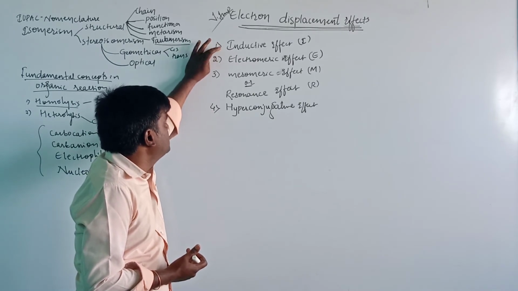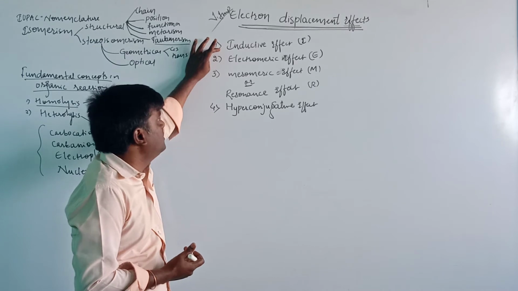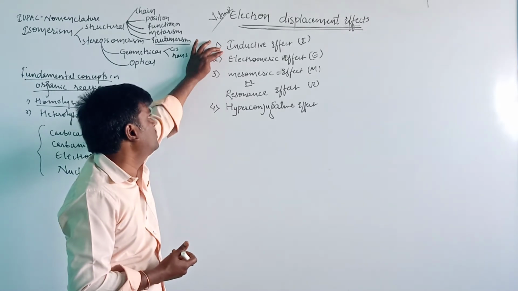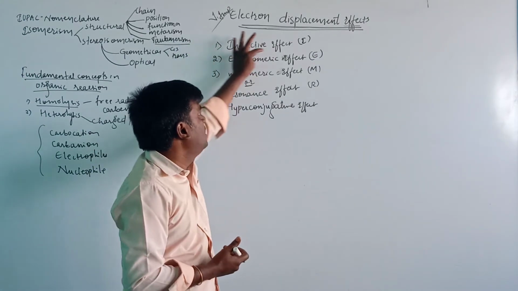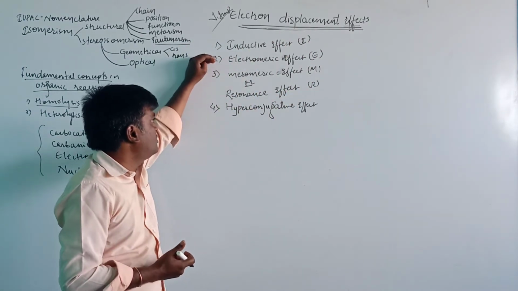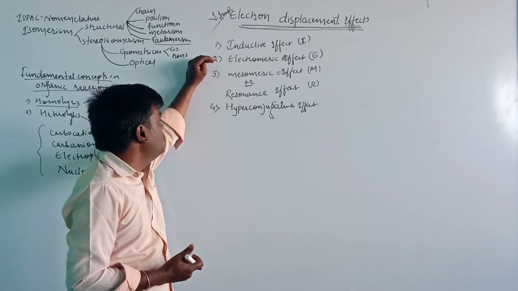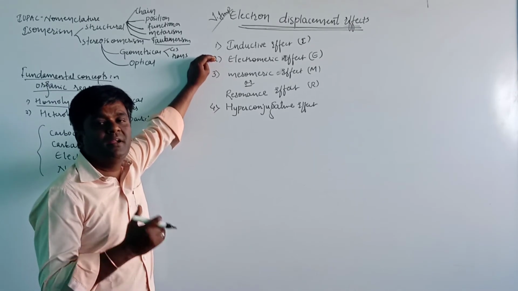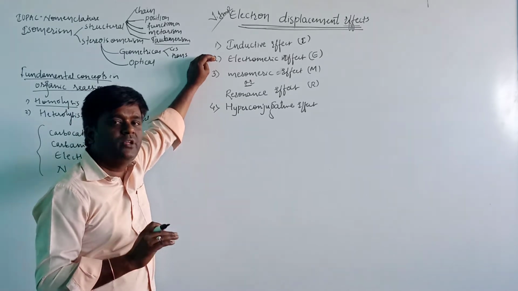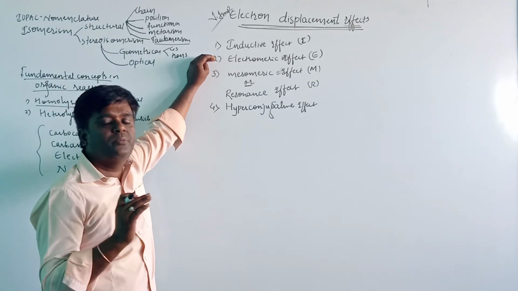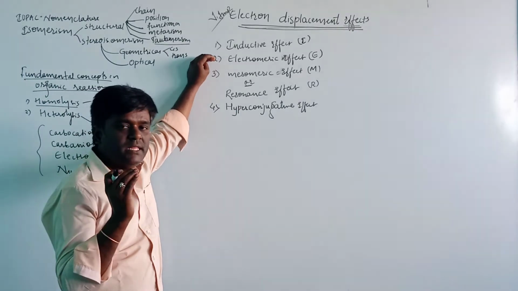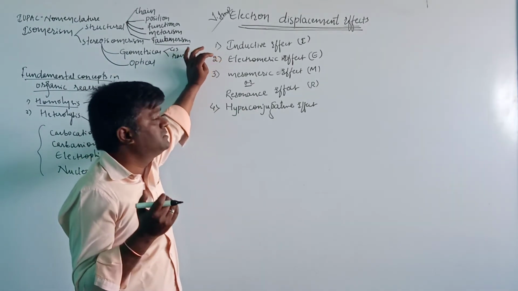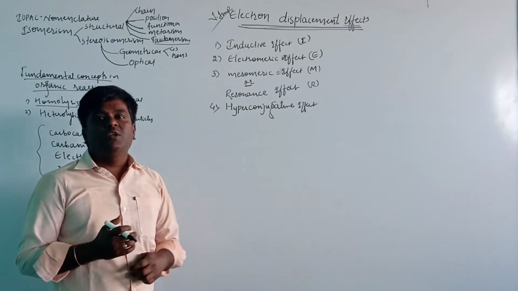The permanent displacement of electrons will take place along the carbon chain towards the more electronegative species. That is known as inductive effect. Electromeric effect means the displacement of electrons will take place with the help of an attacking reagent. If we remove the attacking reagent, then the electromeric effect will not take place.